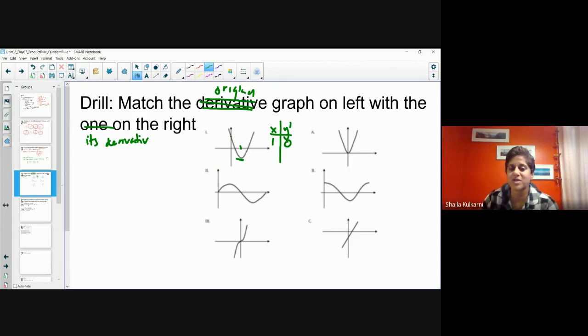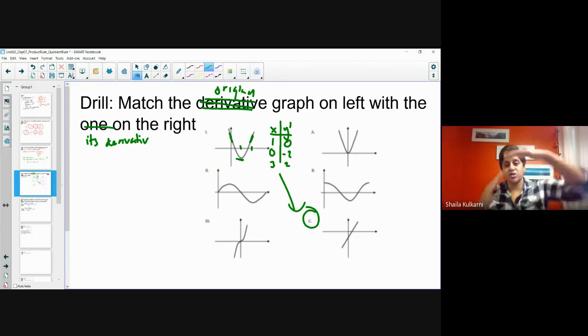If I picked something right here, I'd be like, okay, at 0, it looks like the slope is -2. And at, I don't know, 3, it looks like the slope is +2. So I'm looking for a graph that at 0, the y value is -2, but at 3, the value is +2. So that's going to be letter C. We also learned that because of the power rule, a quadratic to the second power would result in a derivative to the first power, which is a line.